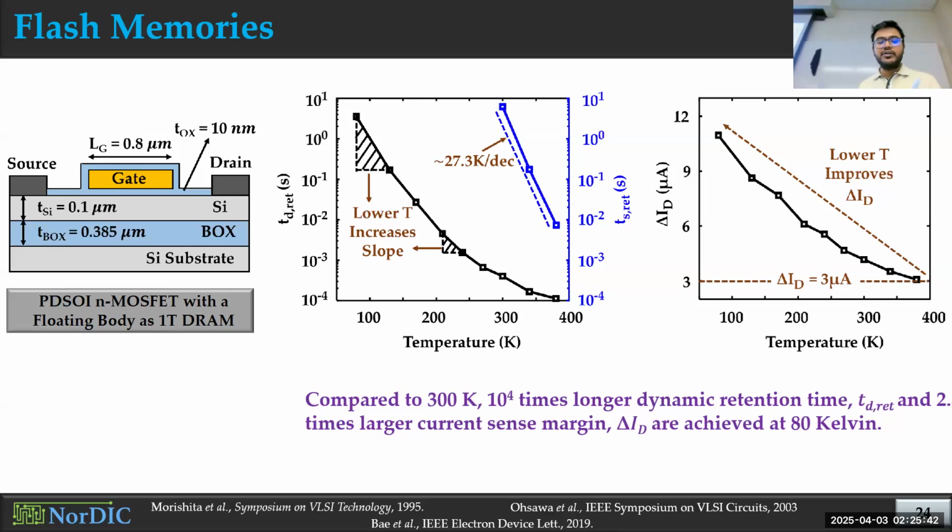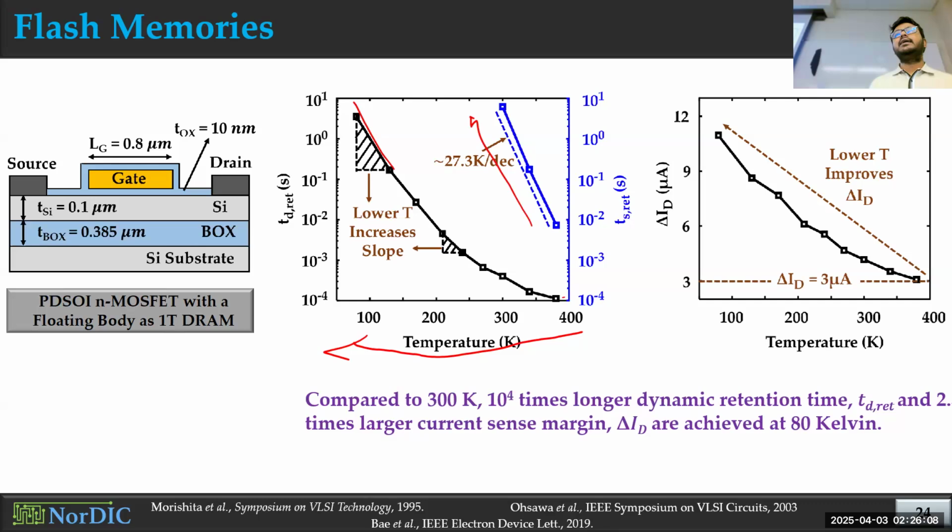That's why you can see that static retention time is longer in every case than the dynamic retention time, because when you do read, you actually affect the memory system. That's why retention time becomes smaller. And as you can see in the first figure here, in the middle figure, when you go to this low temperature, both the static retention time and dynamic retention time actually improve, right? So that's again good news for flash memories.